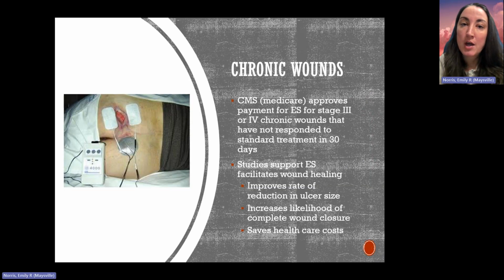For chronic wounds, the Center for Medicare and Medicaid approves payment for ESTIM for stages 3 and 4 chronic wounds that have not responded to standard treatment in 30 days. So not everybody is going to get covered for wound healing electrical stimulation, but in this instance, they would. Some of the studies support that ESTIM facilitates wound healing by improving the rate and reduction of ulcer size, increases the likelihood of complete wound closure, and saves healthcare costs. That's what some of the studies are showing.